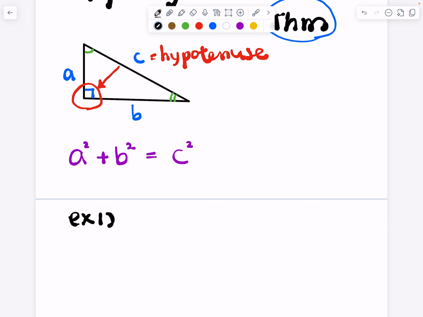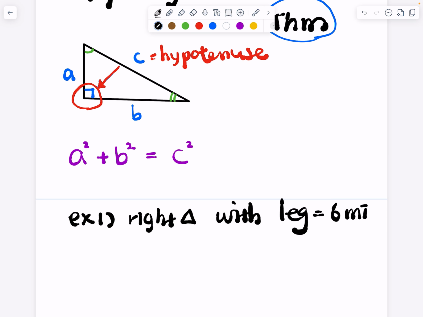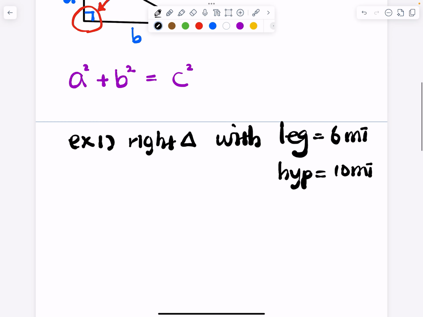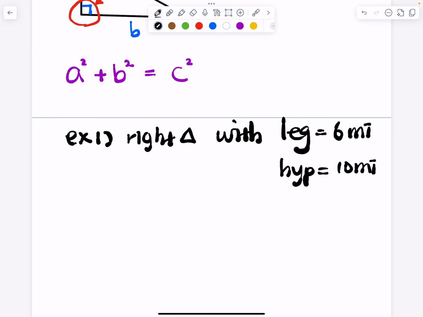Example 1. You have a right triangle, and this right triangle has a leg that is 6 miles, and a hypotenuse that is 10 miles. Should we draw this right triangle? All right, so I'm going to draw it. Straight lines right here, and then right there. Let me mark that angle, the right angle.